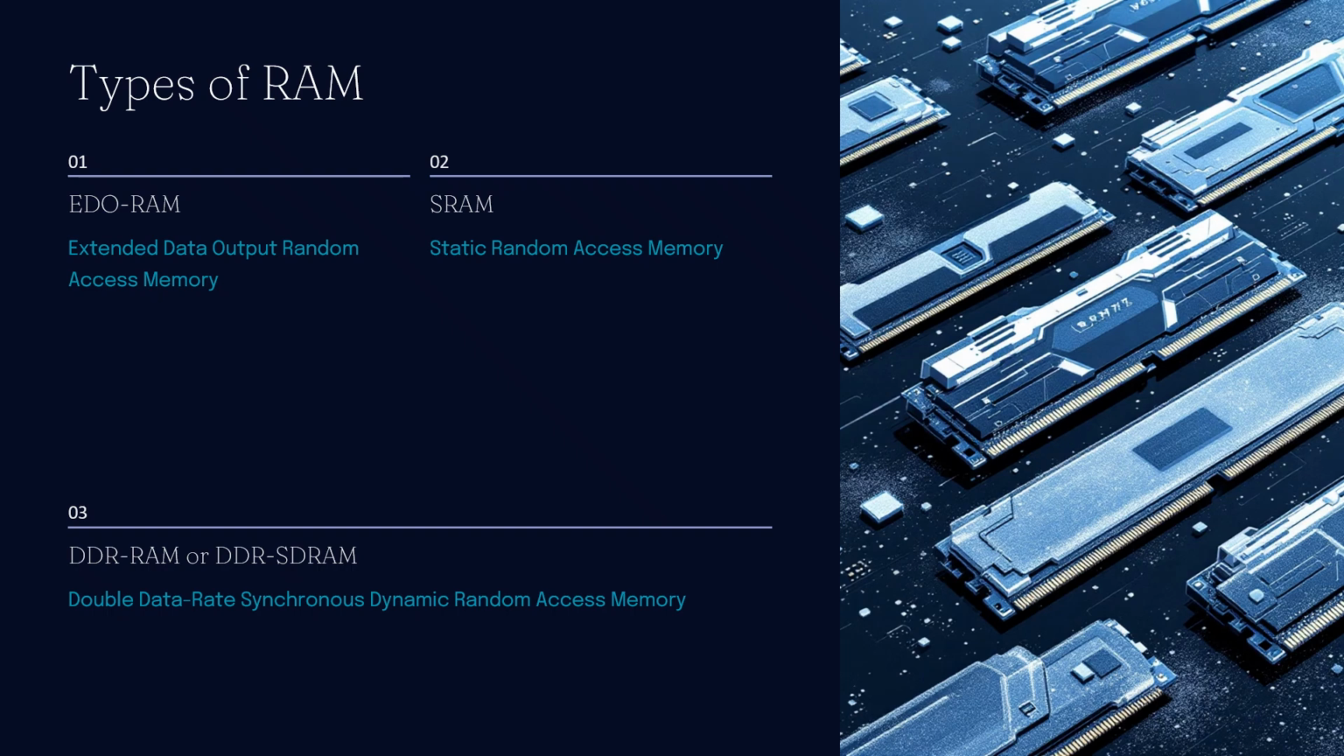The second type is SRAM, static random access memory. It uses a flip-flop circuit to store the data, maintaining information as long as power is supplied without needing constant refreshing. The third type is DDR RAM, double data rate synchronous random access memory. It transfers the data on both the rising and falling edges of the clock signal, effectively doubling the data transfer rate. So this is DDR SDRAM.